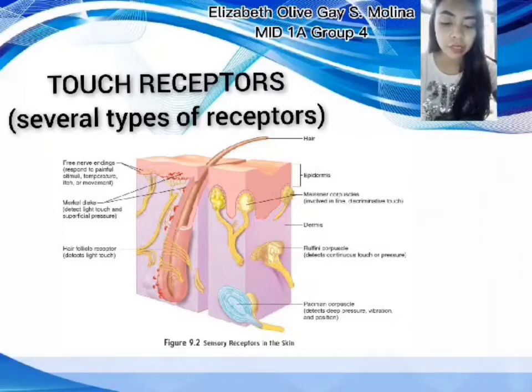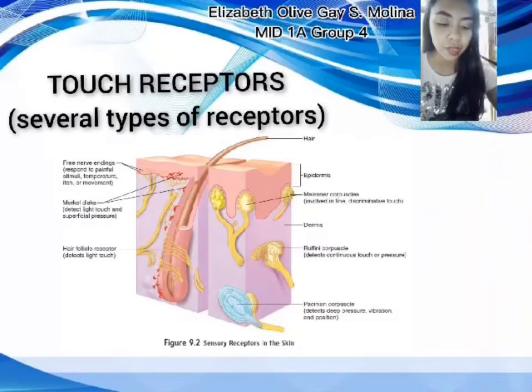Deeper tactile receptors, called Ruffini corpuscles, play an important role in detecting continuous pressure in the skin. The deepest receptors are associated with tendons and joints and are called Pacinian corpuscles. These are receptors that relay information concerning deep pressure, vibration, and position, or proprioception.